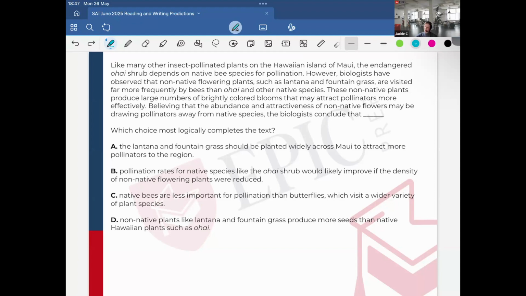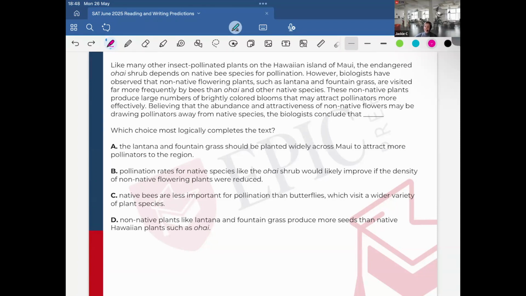Like many other insect pollinated plants on the Hawaiian island of Maui, the endangered Ohia shrub depends on native bee species for pollination. However, biologists observed that non-native flowering plants such as lantana and fountain grass are visited far more frequently by bees than Ohia and other native species. These non-native plants produce large numbers of brightly colored blooms that may attract pollinators more effectively. Believing that the abundance and attractiveness of non-native flowers may be drawing pollinators away from native species, the biologists conclude that... So which choice most logically completes the text?